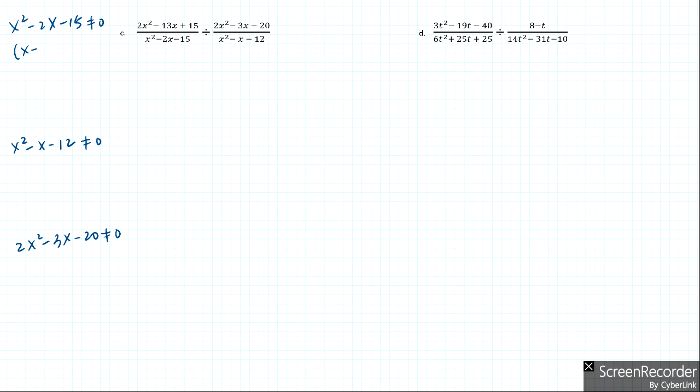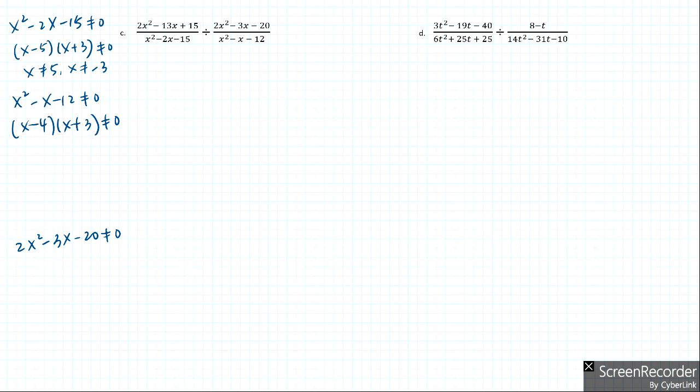And here we get x minus 5, x plus 3 doesn't equal 0, so x doesn't equal 5, x doesn't equal negative 3. And let me just move this up so I have more room later on. x squared minus x minus 12 doesn't equal 0, gives us x minus 4, x plus 3 doesn't equal 0. So x doesn't equal 4, and x doesn't equal negative 3.